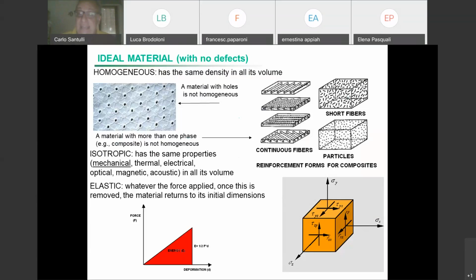Again, this is not true because, as you can see, most materials are used in shapes which are away from the cube. So they might not be isotropic. Not only homogeneous, not only elastic, but they are, of course, not isotropic. Because if they were, there would be an exact direction in which to use the material. And this is often the case because you use tubes, you use fibers, you use textiles which have two directions.